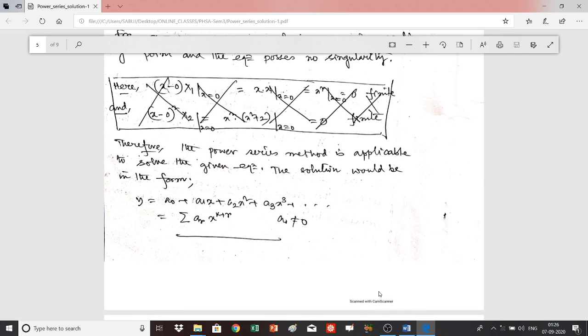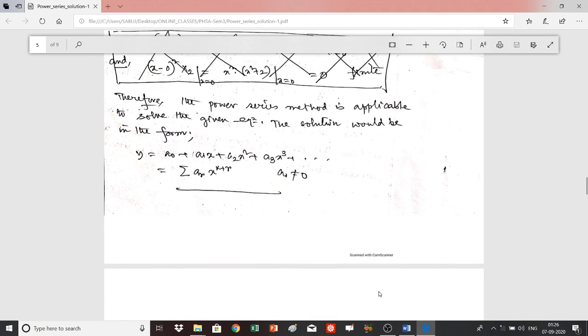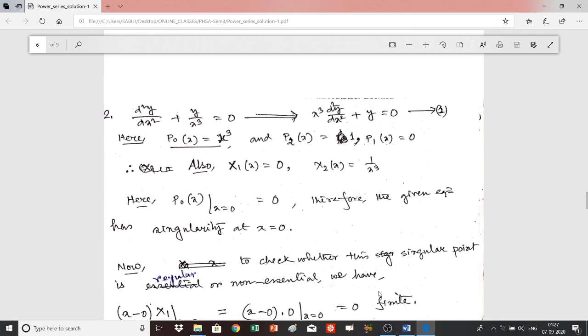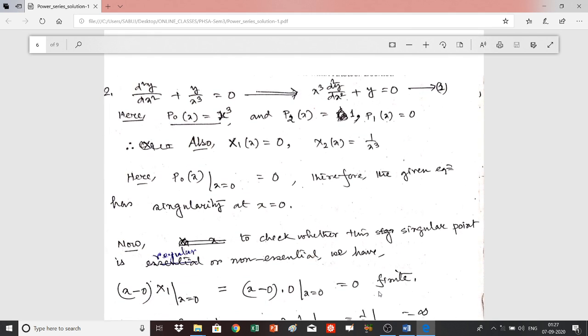That is, it can be expressed as sum over a x to the power k plus r, where a r not is equal to 0. Now come to another example. Here the given equation is d2y by dx square plus y by x cube is equal to 0. Now rearranging this equation, we obtain x cube d2y by dx square plus y is equal to 0, and we denote it as equation number 1.